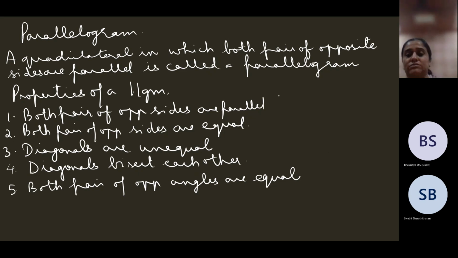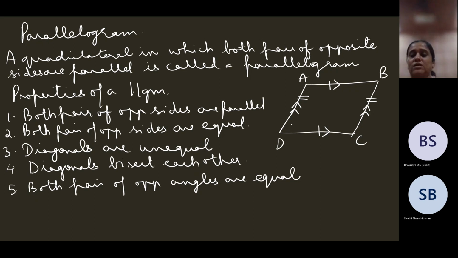Diagonals bisect each other. So parallelogram: both pairs of opposite sides parallel, opposite sides equal. Diagonals are unequal, but they bisect each other. So this piece is equal to this piece, and this piece is equal to this piece. Opposite angles are equal. Both pairs of opposite angles are equal.